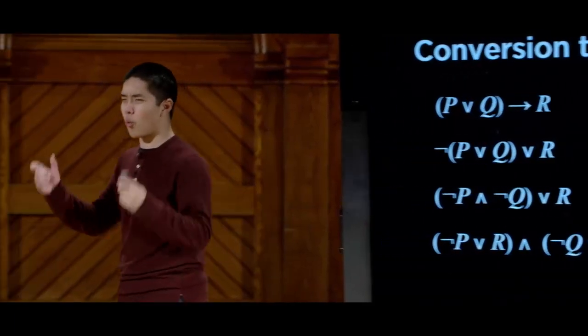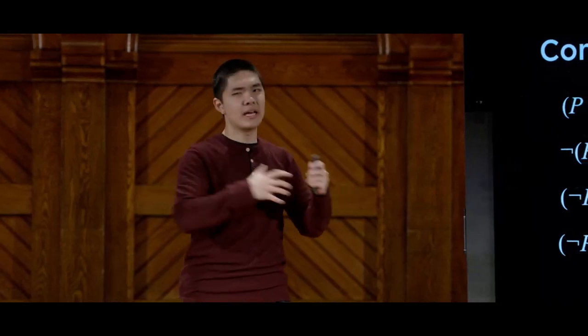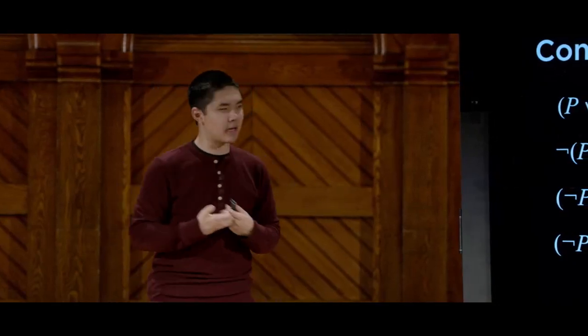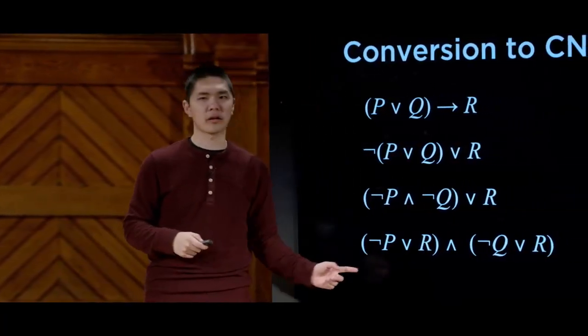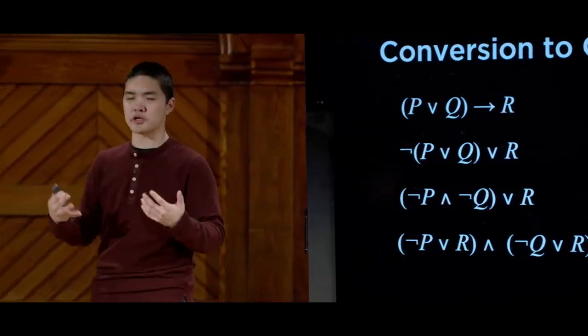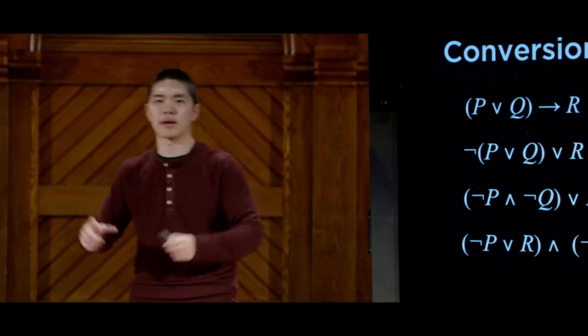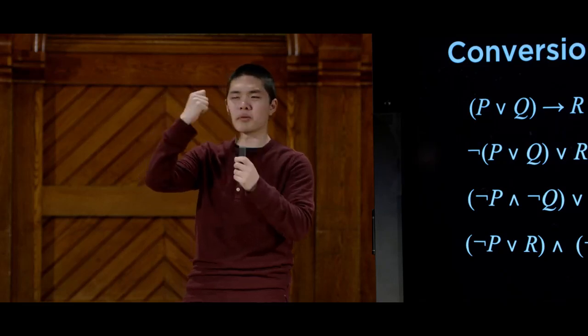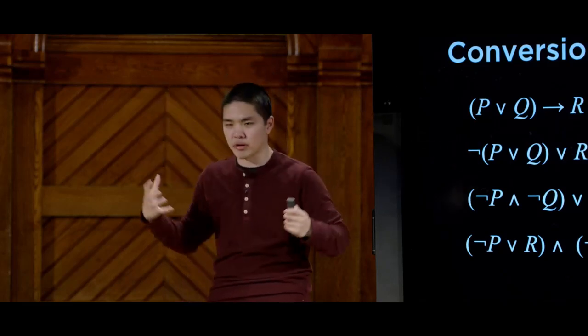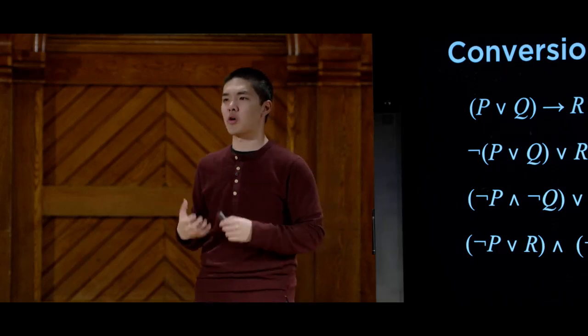So why is this helpful? Why do we even care about taking all these sentences and converting them into this form? It's because once they're in this form, these clauses are the inputs to the resolution inference rule that we saw a moment ago. That if I have two clauses where there's something that conflicts or something complementary between those two clauses, I can resolve them to get a new clause, to draw a new conclusion.